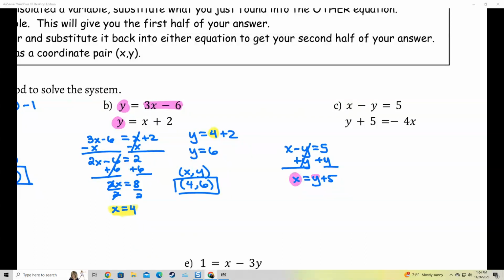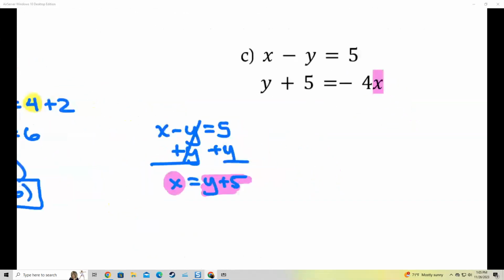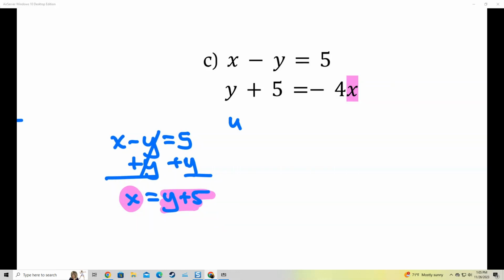I got x completely by itself. I know anywhere I see an x, I can replace it with y plus 5 on the other equation. Anywhere I see an x, I can replace it with y plus 5. So here's an x on the other equation. I get to replace that x with y plus 5. So let me go ahead and write the full equation. That says y plus 5 on the left is equal to -4.